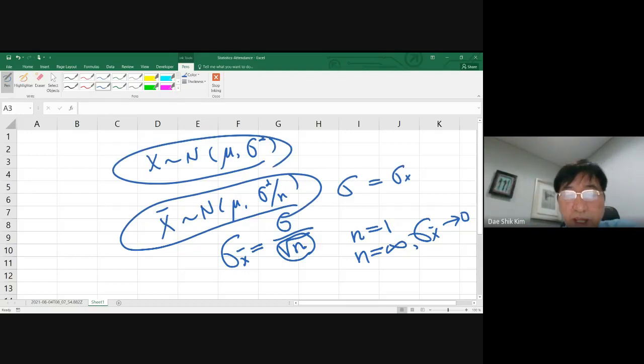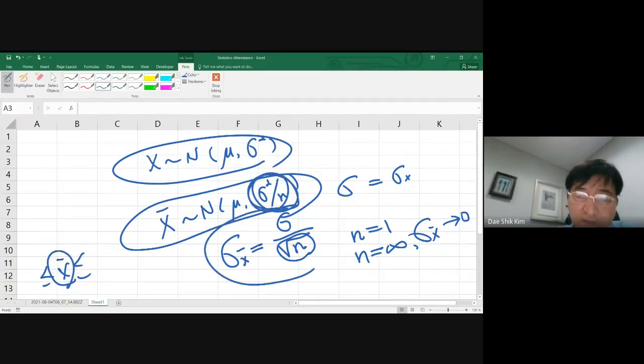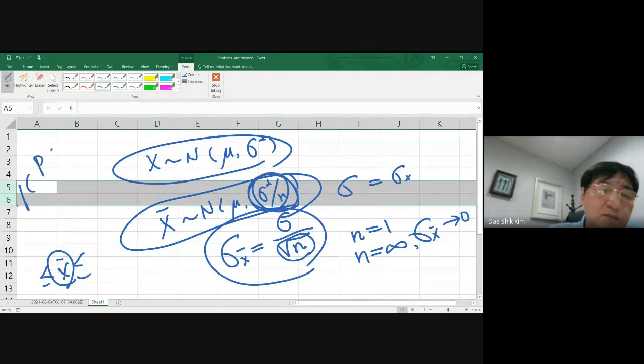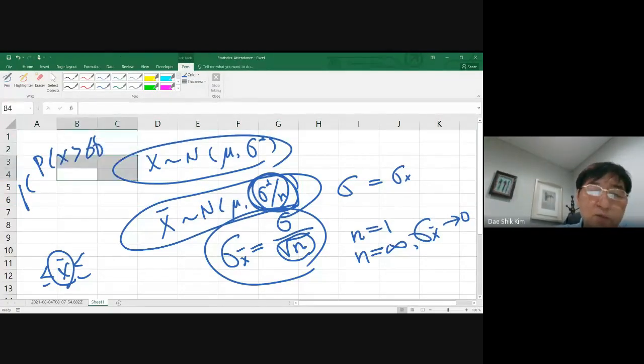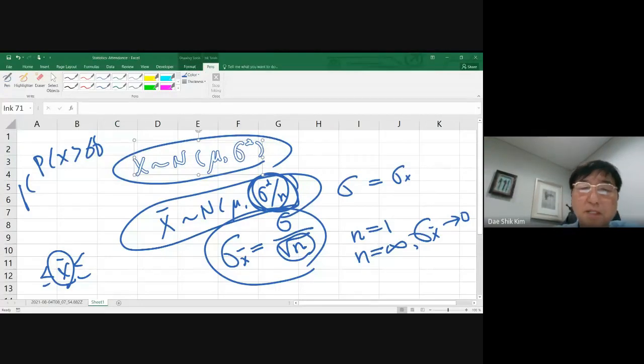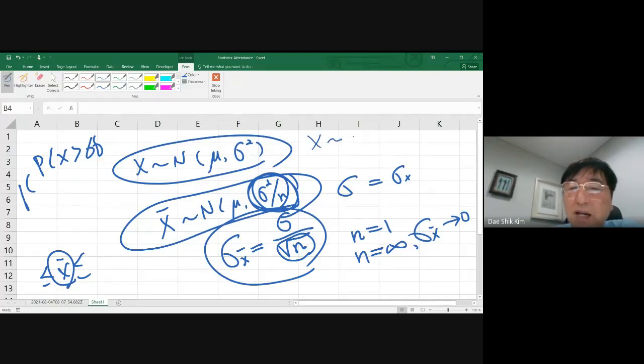When you have a question such as what is the probability that x bar is between some numbers, you need to use this. If the question is what is the probability that x is greater than 60 or 68, for example, then you need to use the original population standard deviation. You need to distinguish them clearly. That's most important.